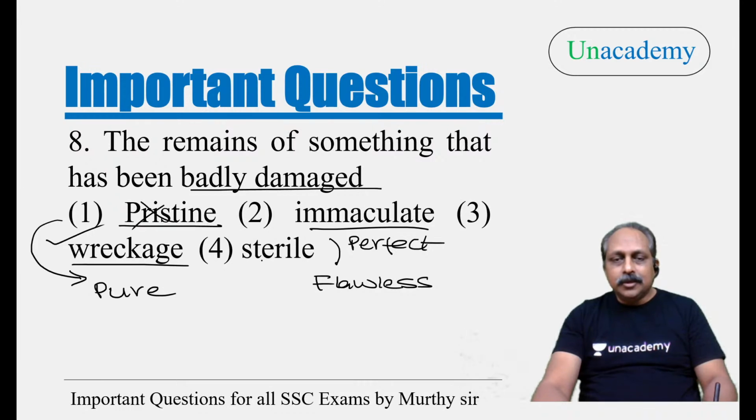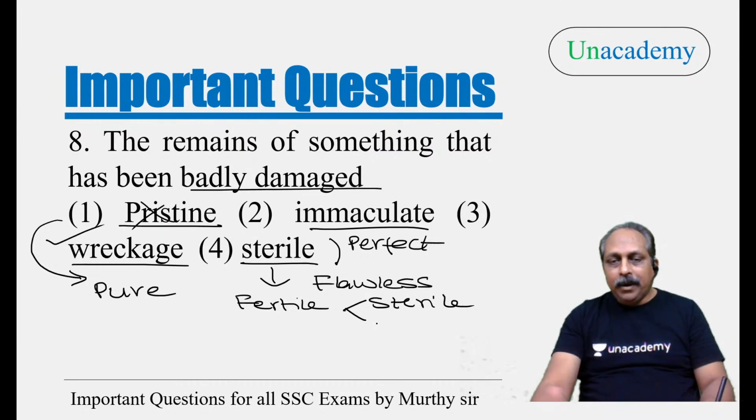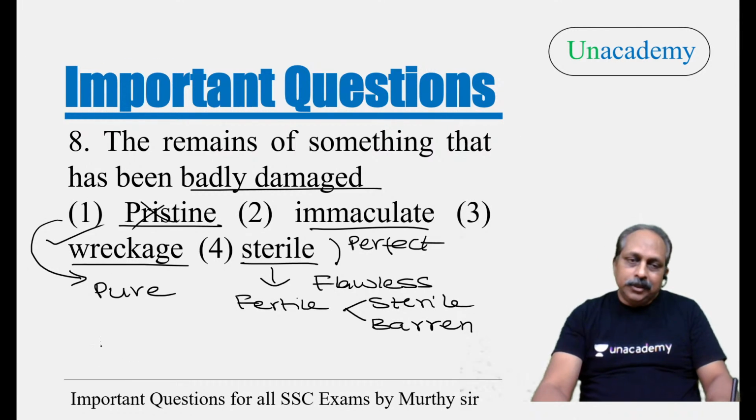Wreckage. Sterile is the opposite of fertile. Fertile has two different antonyms. One is sterile, that goes with fertility, fertile, sterile. But if you take a land, fertile land, what is the opposite? Barren land, a different word altogether. But here, wreckage. This goes with something usually.